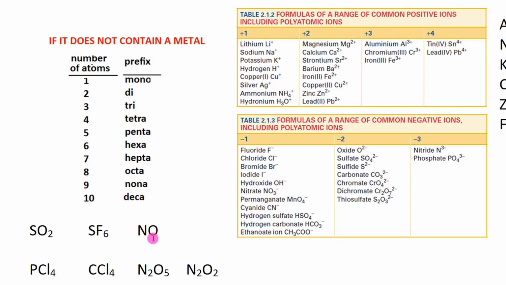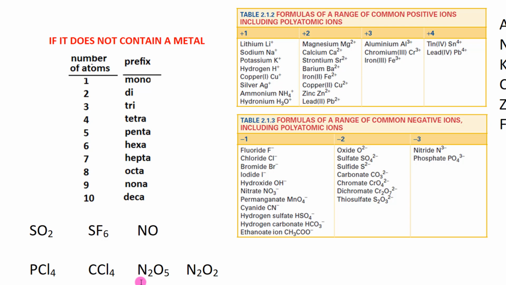Here we have nitrogen and oxygen. There is only one oxygen, and because it is the second element, we will need to use the prefix mono. Here though, the extra O gets knocked off. So this is nitrogen monoxide.